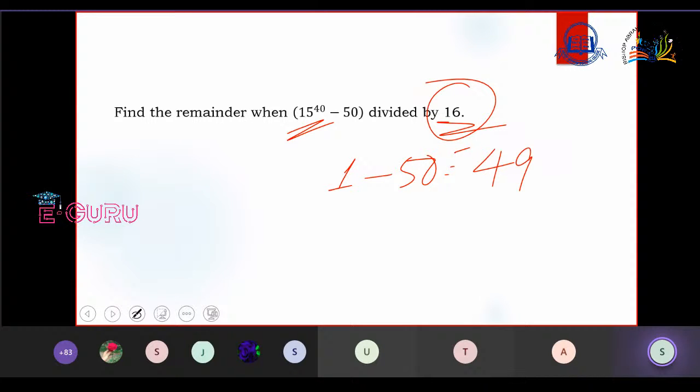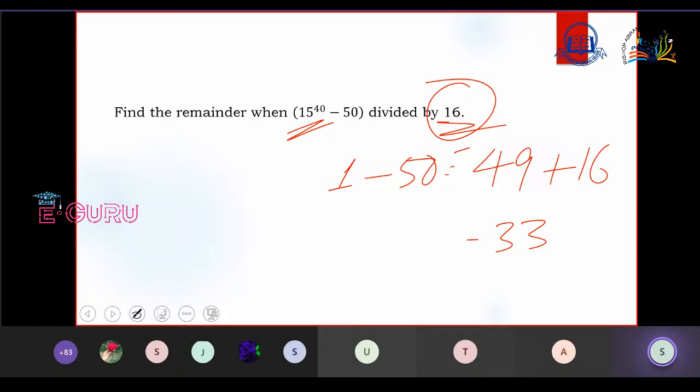If we are adding 16 to minus 49, again we will get a negative number. We will get minus 33. So what do we do? We will continue this process until we get a positive number. Again we need to add 16, then again we will get a negative number. So we will continue this process until we get a positive number.